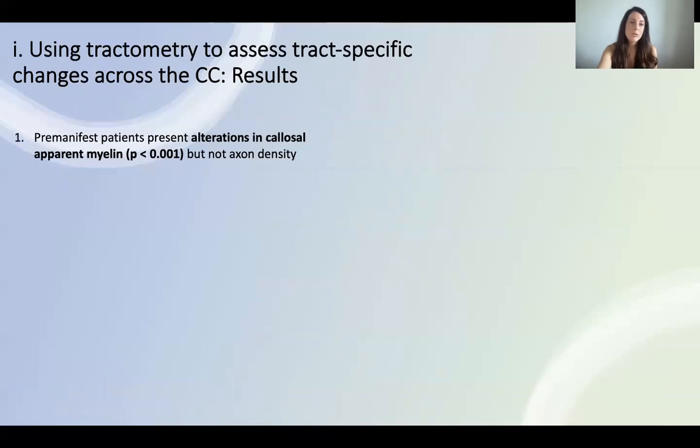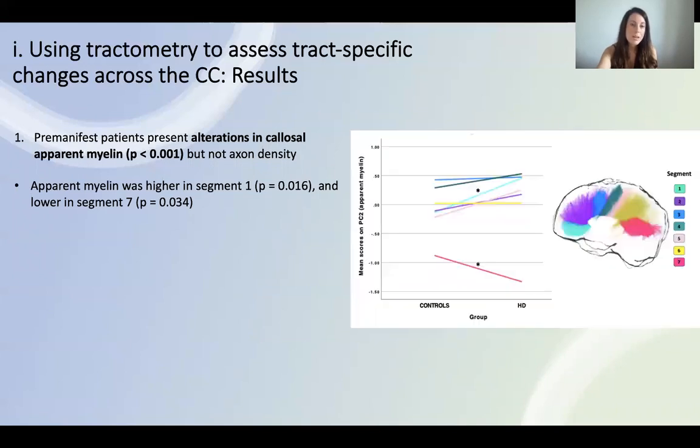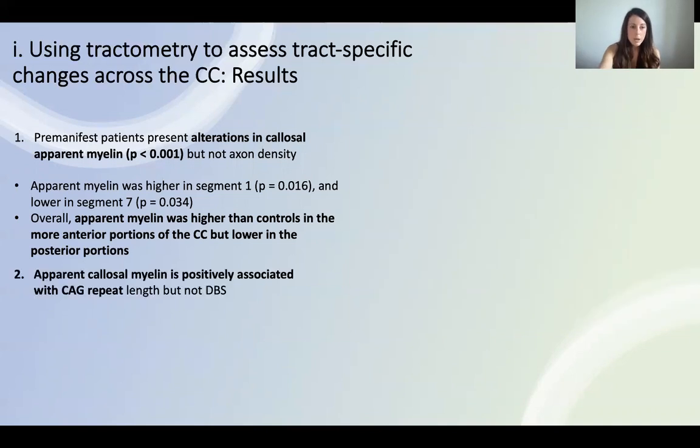What we found was alterations in callosal apparent myelin of HD patients before changes in axon density could be detected. Specifically, as you can see here, there was an overall higher apparent myelin in the more anterior portions of the callosum, while apparent myelin was lower than controls in more posterior portions.